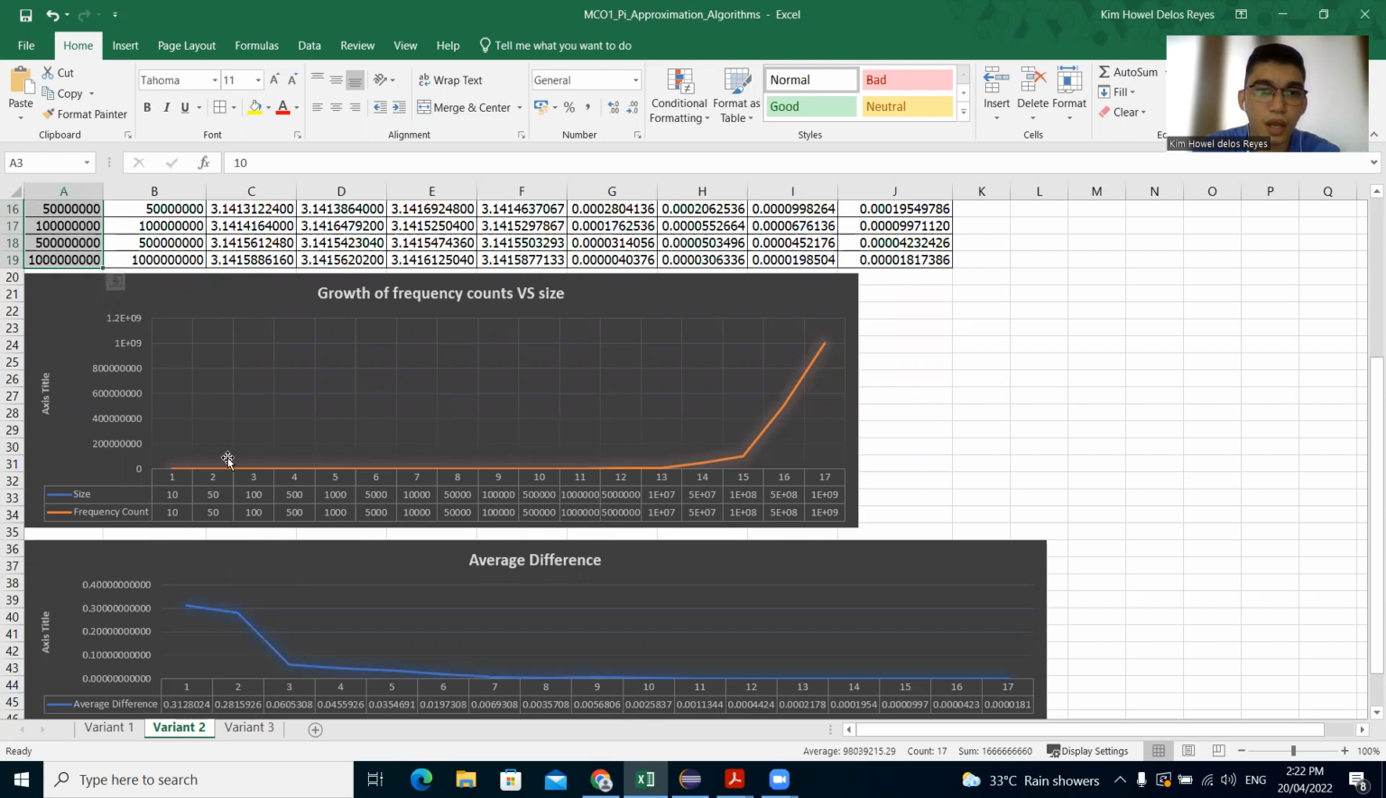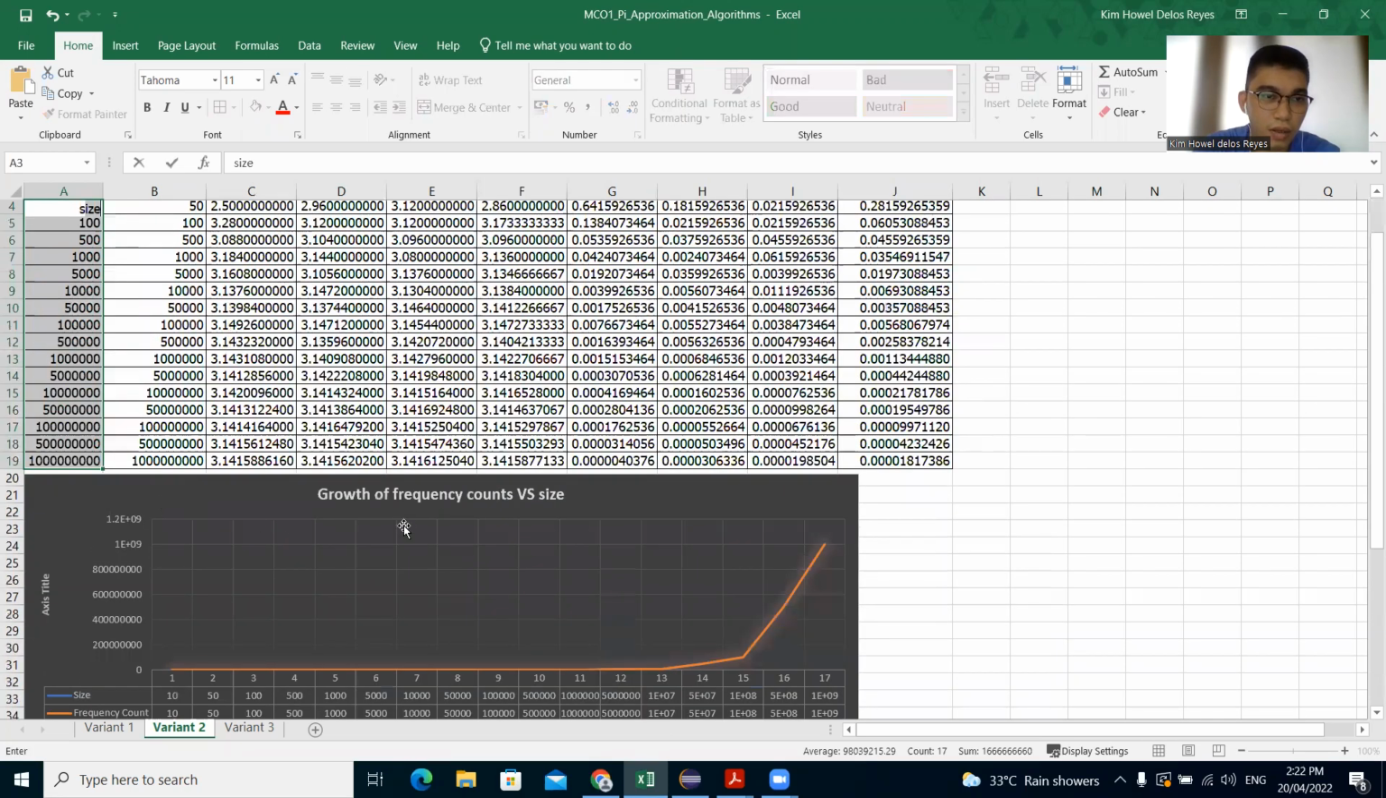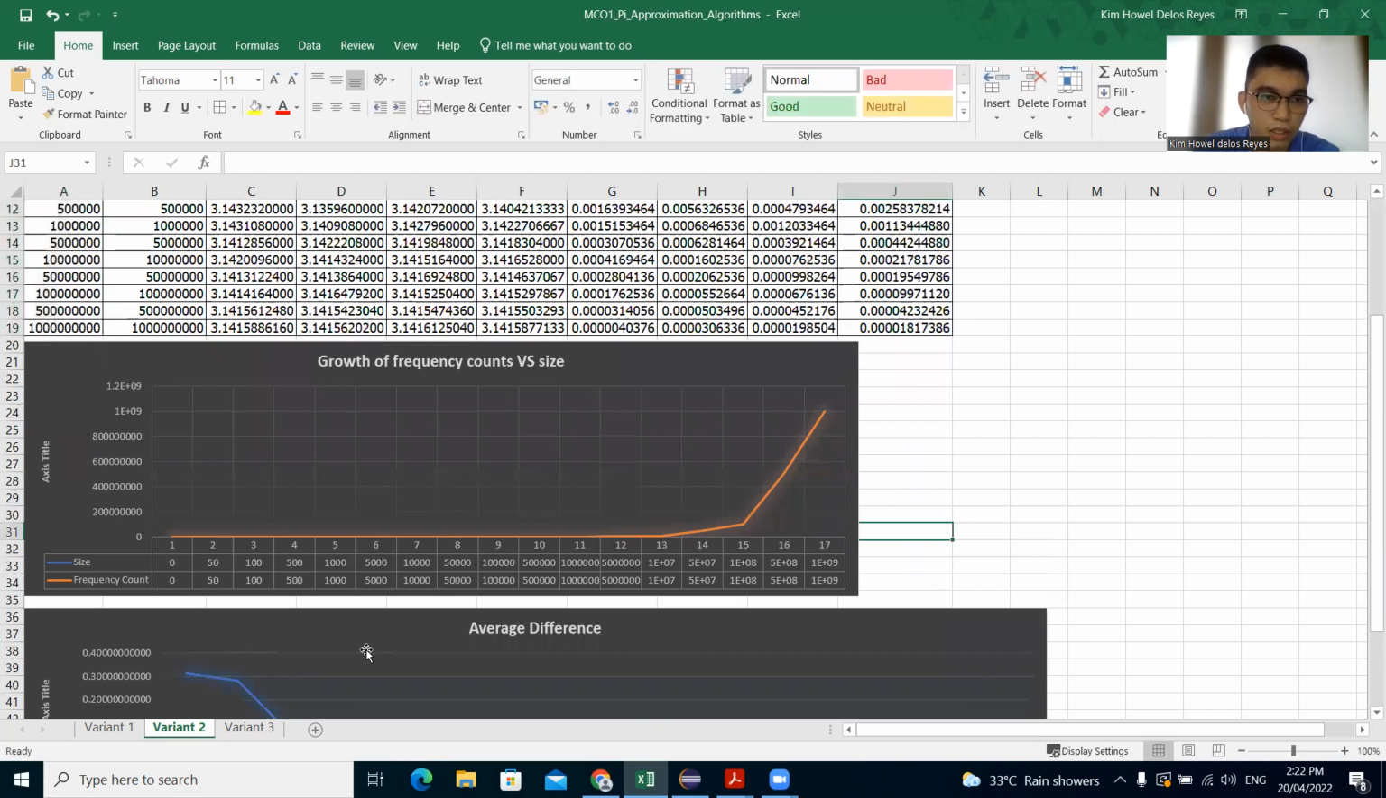And at the same time, this might look like quadratic because of the sudden change of value here. Okay, but we can just simply look at the table here showing the size and frequency counts.